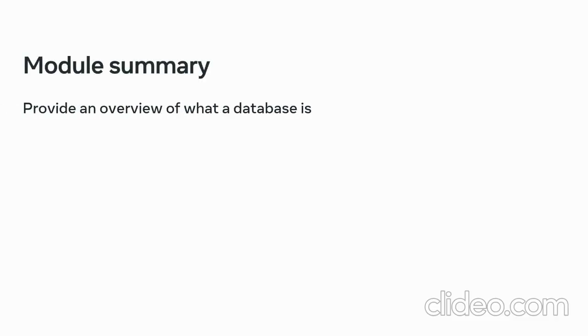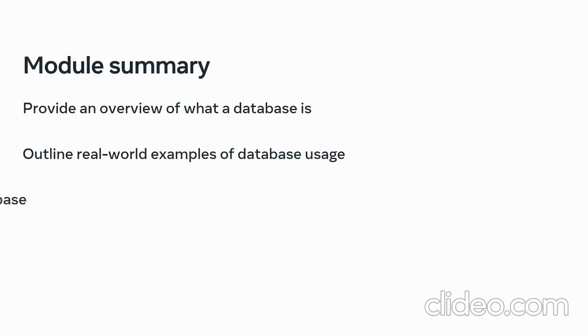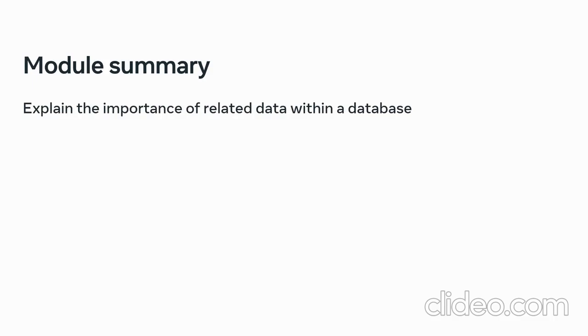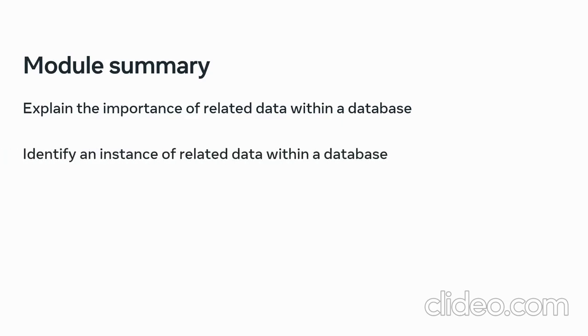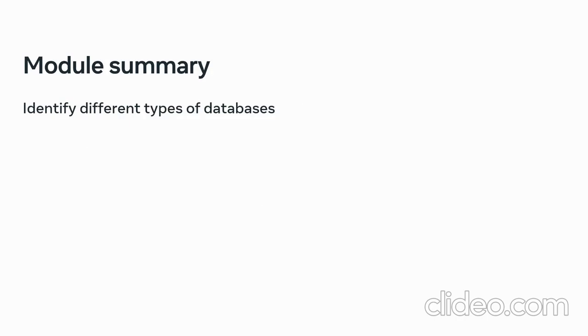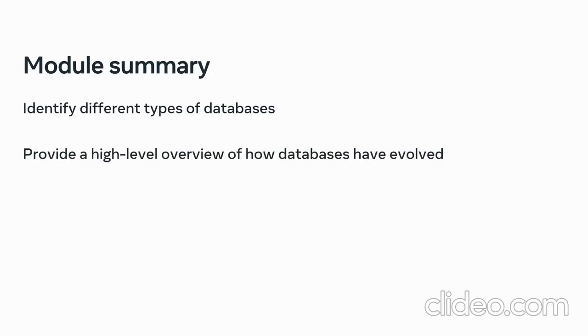You began the module with an introduction to databases and data. Following the completion of this first lesson, you can now provide an overview of what a database is at a conceptual level, outline real-world examples of database usage, and explain how data is organized within a database. You can now also explain the importance of related data within a database, identify an instance of related data within a database, and provide an overview of new trends in database applications. You're also able to identify different types of databases and provide a high-level overview of how databases have evolved.